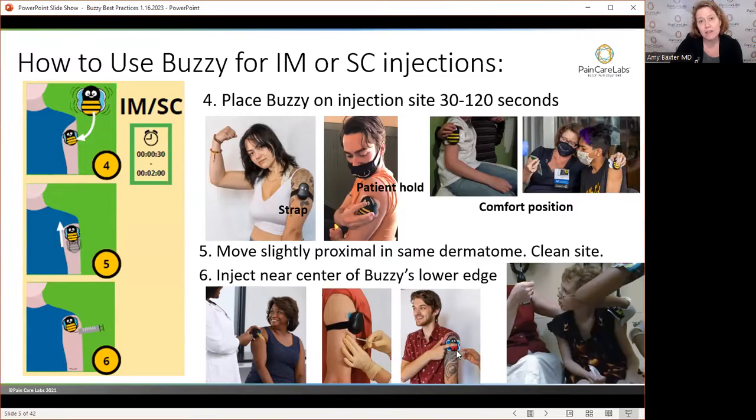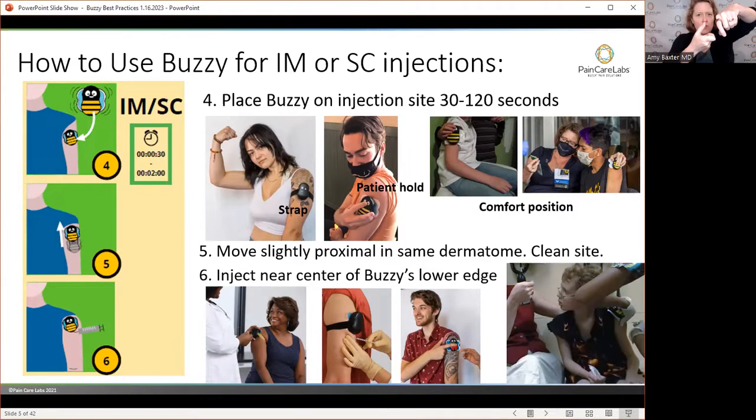This injection is being given while the patient is still holding it. And then in other situations, the person who's giving the shot may move the Buzzy slightly and press it and hold it while they're giving the shot. One tip is, if you can see my hands, if you're holding the Buzzy and then pinch with the fingers so that then the shot can be given, that's also an option.